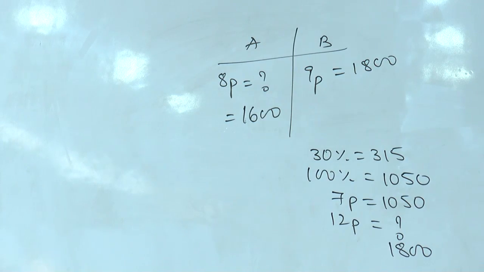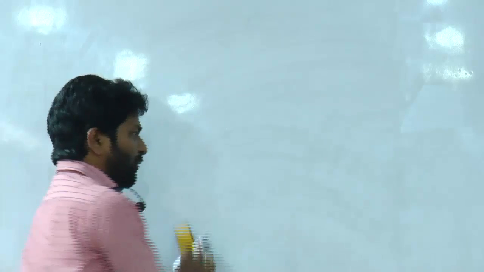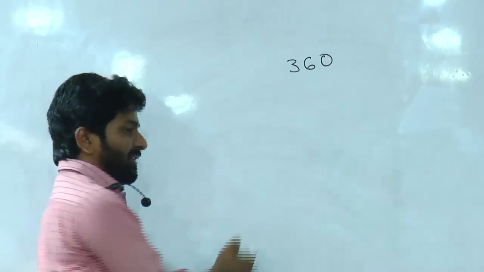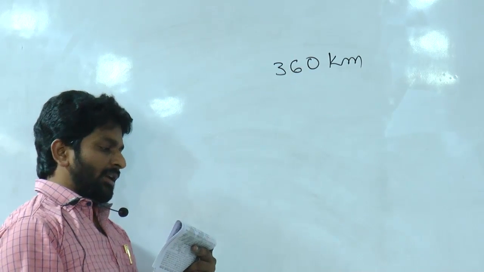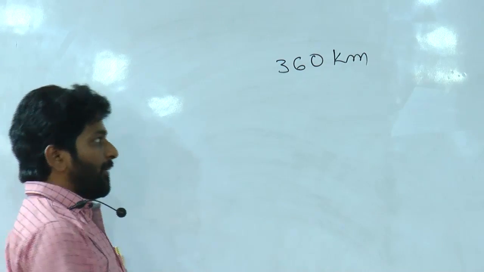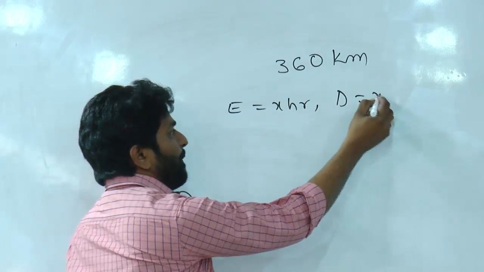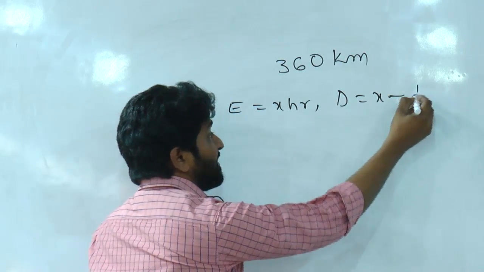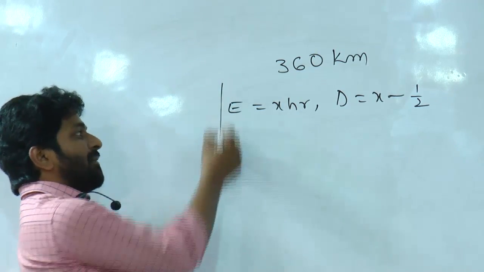Right, so better I'll go for the answer to the question. You're asked about Ellie's speed. Total distance is 360. So we have two persons, they need to travel 360 kilometers. Traveling at a certain speed, Ellie takes 30 minutes less time than Dex to reach point B. So if Ellie takes x hours, then Dex takes x plus half an hour. Right, half an hour.